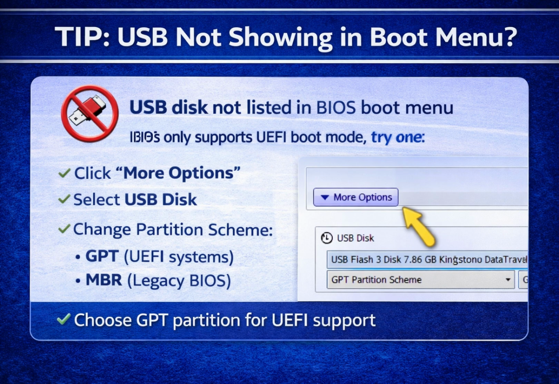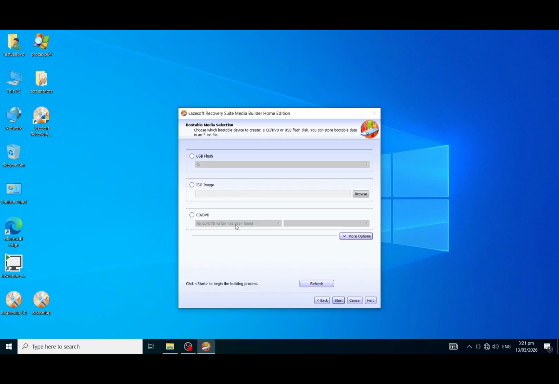If your BIOS boot menu does not show the USB disk, your computer may only support UEFI boot mode. In Lazesoft Media Builder, click More Options, then select the USB disk option. After that, choose either GPT partition scheme for UEFI systems or MBR partition scheme for older BIOS systems. Then click Start to create the bootable USB.